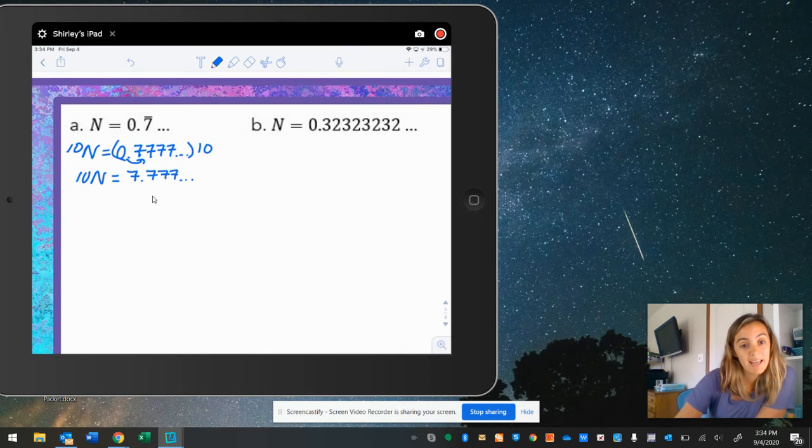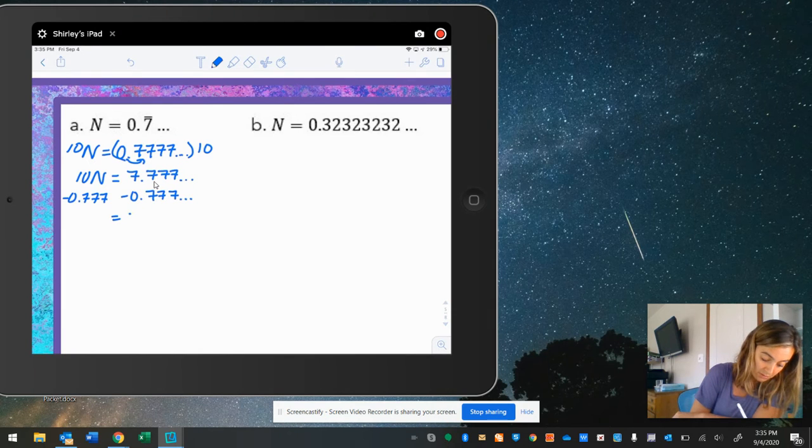The next step is to get rid of this repeating decimal part. So if I have 7.7 repeating and I want to get rid of the 0.7 repeating, I can subtract it out. I'm going to subtract the repeating 7s, but if it's an equation, you have to do the same thing to both sides. If I subtract that from the right, I have to do the same thing and subtract it from the left. Okay, so now let's see what we get. 7.7 repeating minus 0.7 repeating is going to be 7.